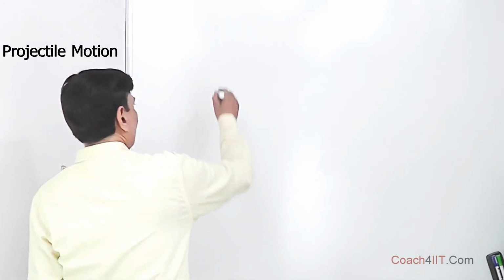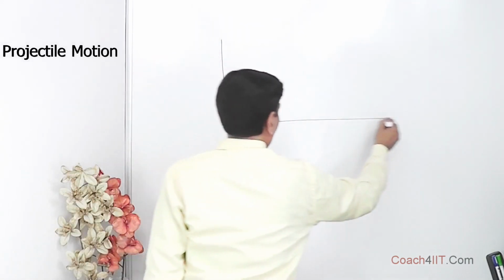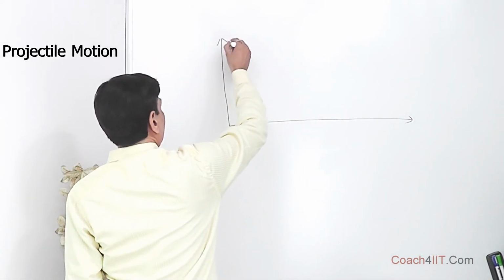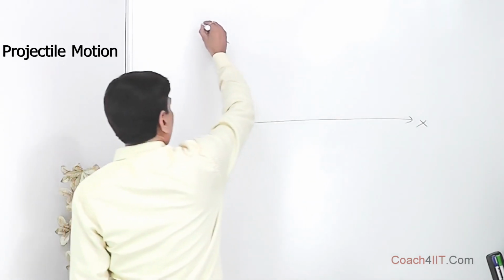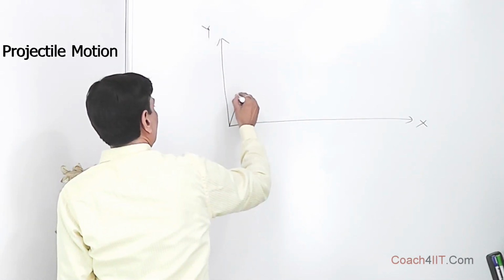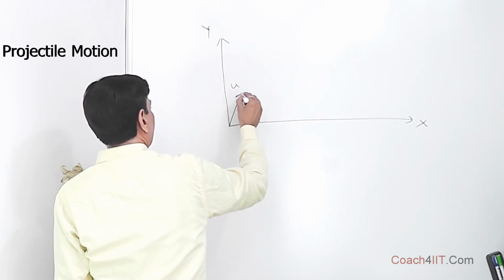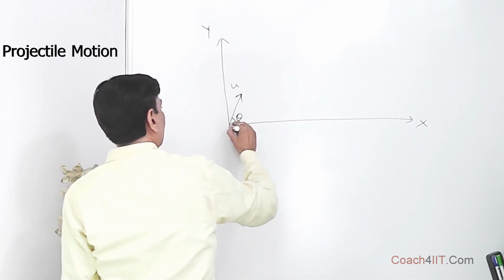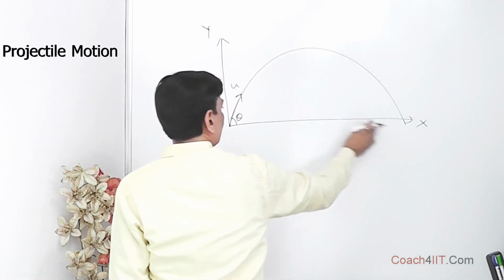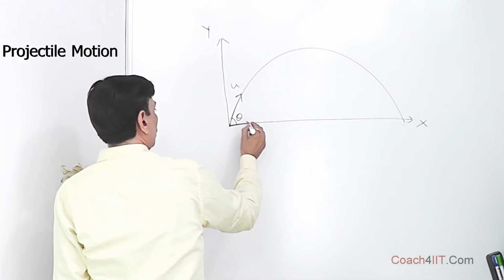Now so far what we have done is, we have broken the velocity along the x-axis and along the y-axis. Let's say this is the x-axis, this is the y-axis, this is velocity u with which it has been projected in this direction at angle theta. This goes like this. We have broken this velocity into two components.